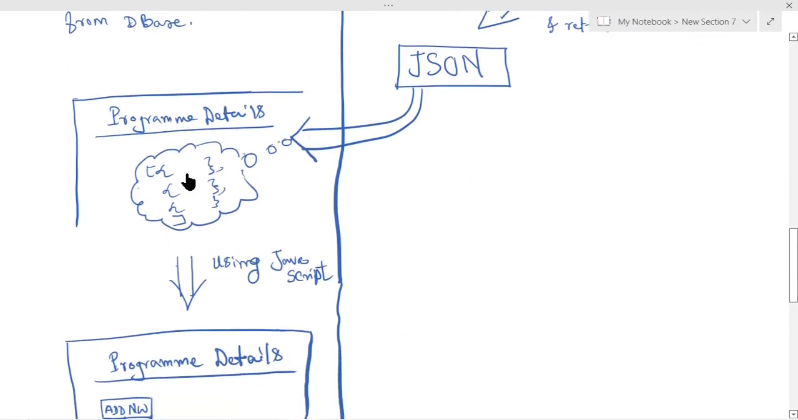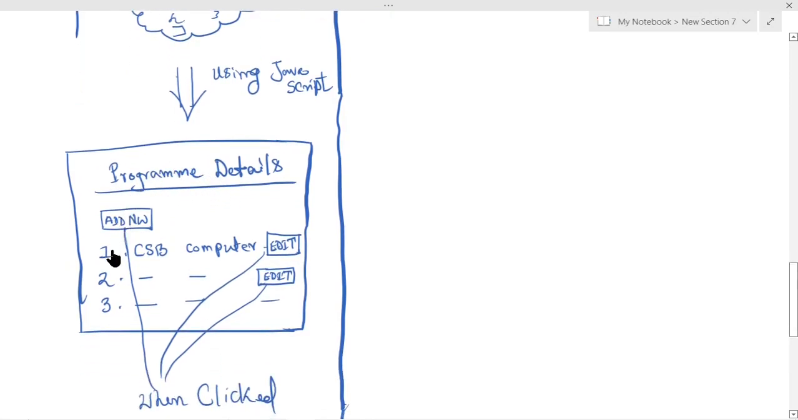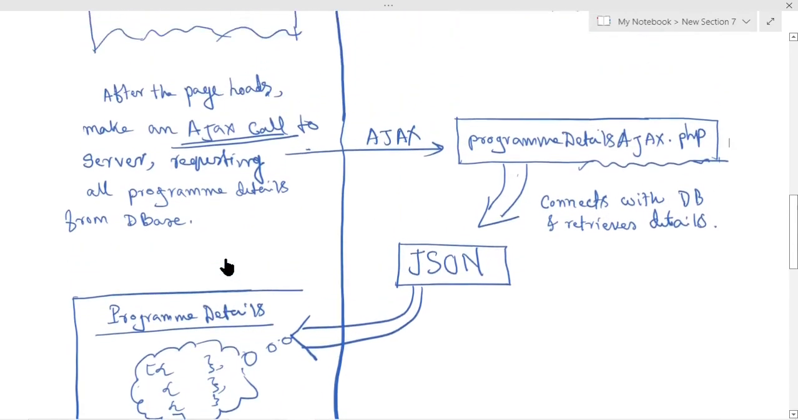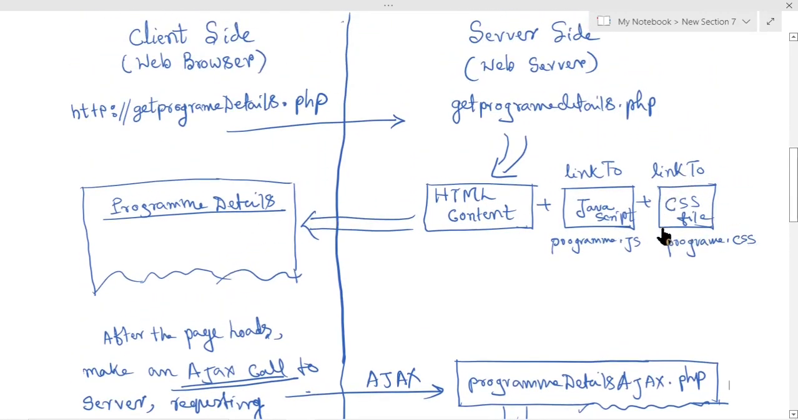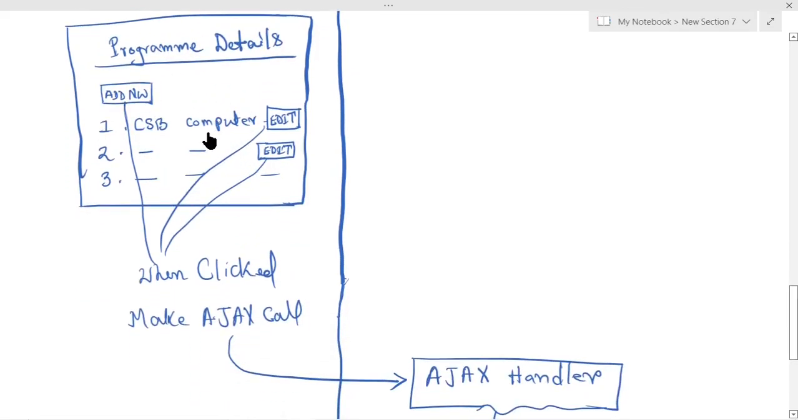As soon as the JavaScript program, which is getting executed in the client web browser, receives this array of JSON objects, it first parses that array, and then from it, it will create some HTML content to create this web page on the screen. While creating this HTML content, it will make use of some CSS, and that CSS we will write inside this program.css or getProgramDetails.css file.